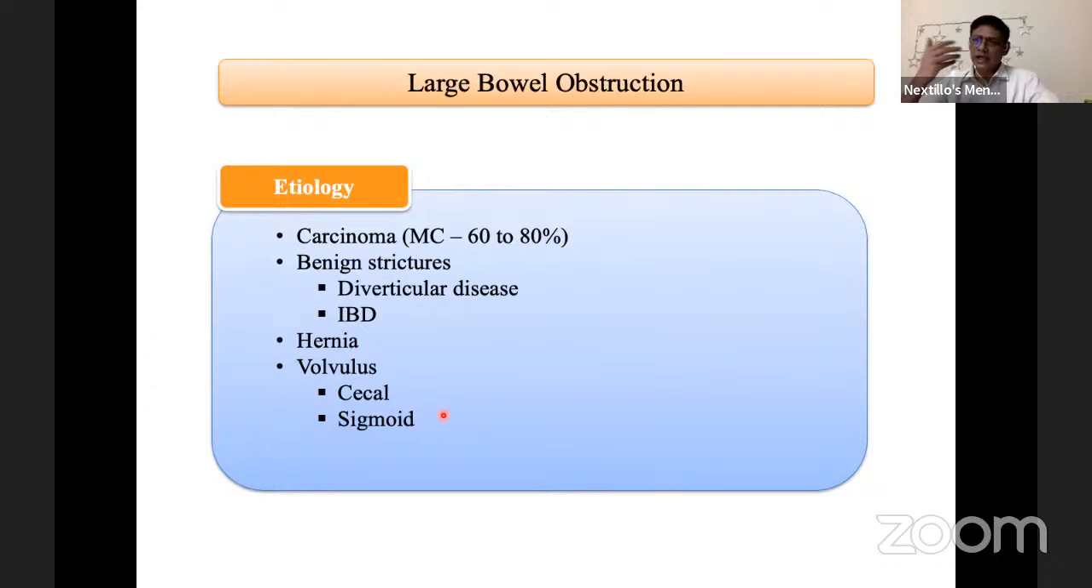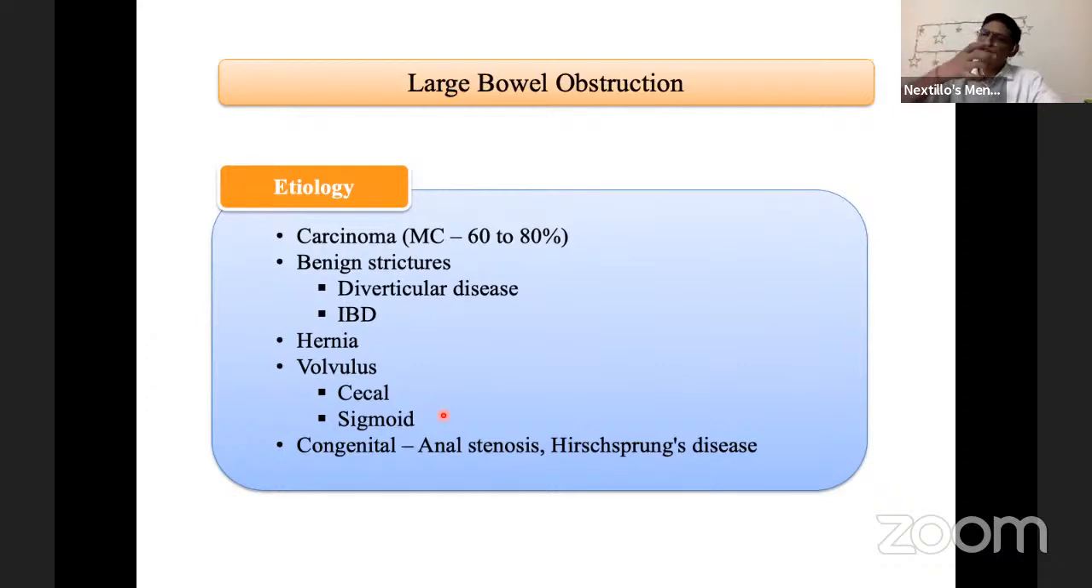Then there are some congenital causes also for the large bowel obstruction, like we may have anal stenosis, we may have Hirschsprung's disease, in which the neurons are lacking in the muscular layer of the intestine, and hence the bowel is tonically contracted, giving rise to obstruction. So these are all different varied etiologies. Most important amongst these to remember is that the most common cause of large bowel obstruction are the carcinomas, cancers, large bowel tumors, adenocarcinoma being the most common cause.